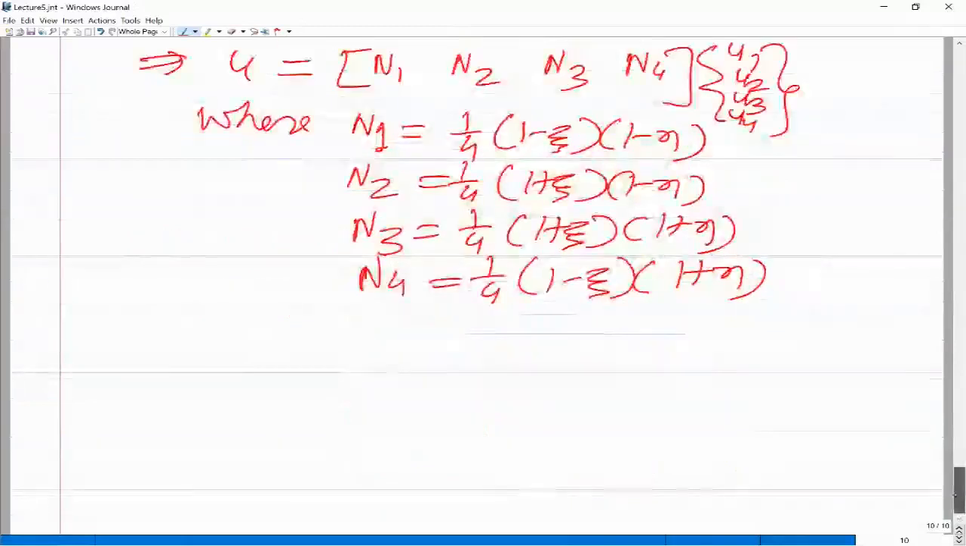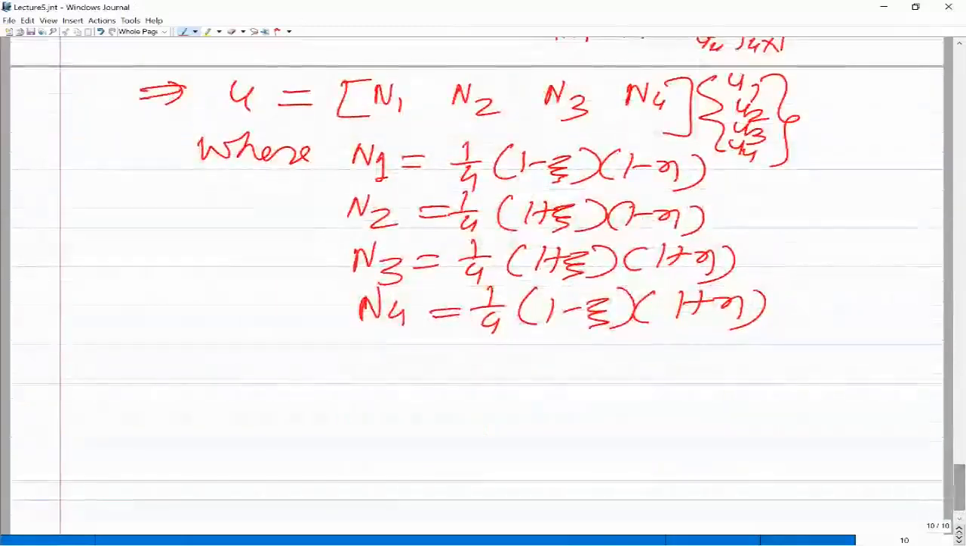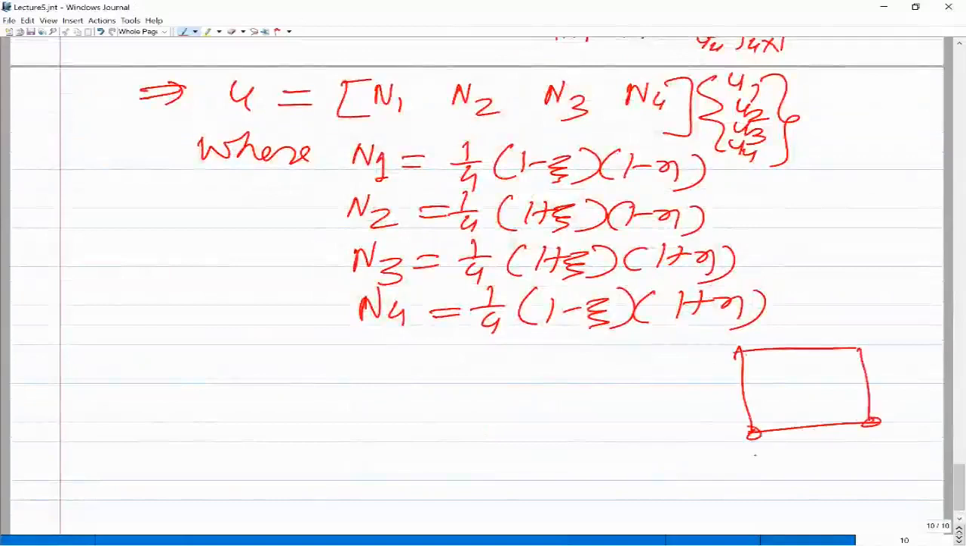Now u can be interpolated as n1 u1 plus n2 u2 plus n3 u3 plus n4 u4, where n1, n2, n3, n4 are given by these. These shape functions are defined such that n1 is defined at node 1, n2 at node 2, n3 at node 3, and n4 at node 4. So we will find that n1 is going to be unity at node 1, and it would be 0 at nodes 2, 3 and 4, and actually it would be 0 along edge 2-3 and along edge 3-4.